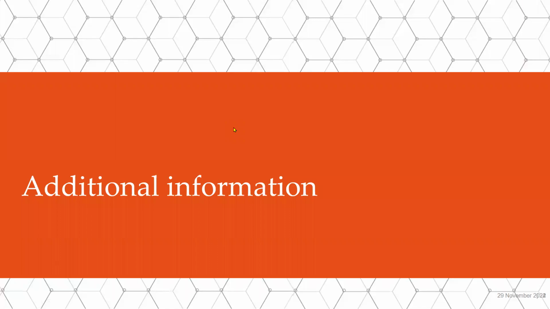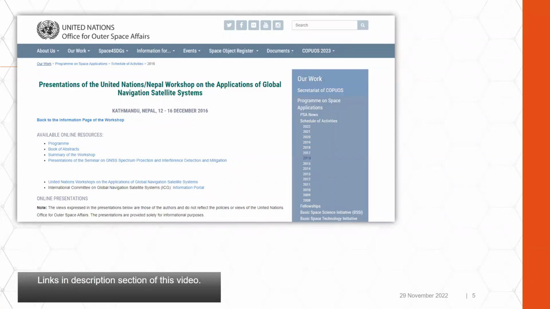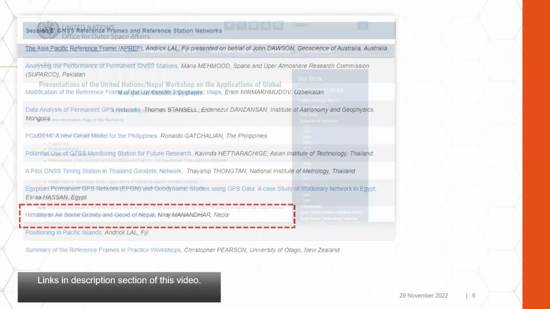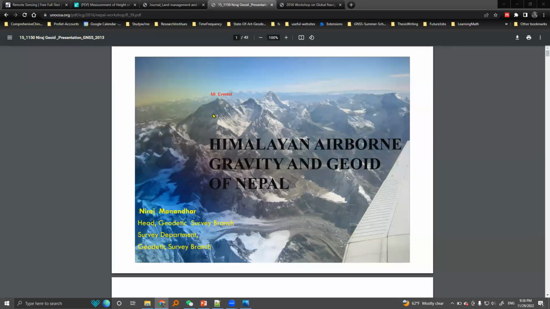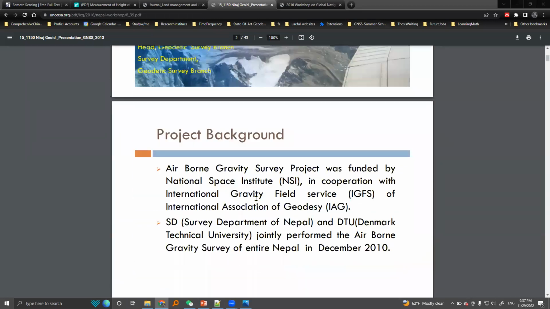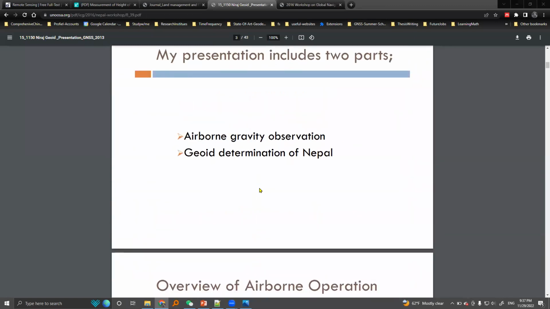Here is some additional information. If you want to know more about the airborne gravity survey that was conducted in 2010 and the geoid derived from this data, there is a nice presentation by Neeraj Manandhar, presented at the 2016 UN GNSS workshop. The title of the presentation was Himalayan Urban Gravity and Geoid of Nepal. Here is that presentation. In it, you can get details of urban gravity observation and geoid determination of Nepal. Again, the link to this presentation is provided in the description section of this video.